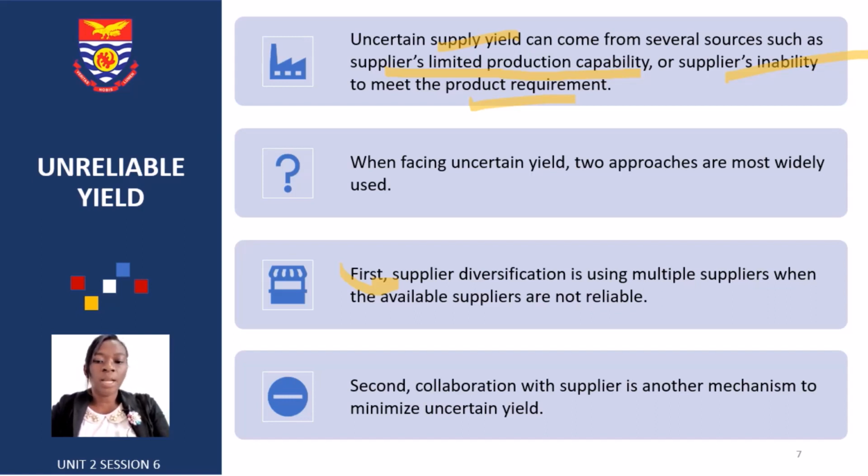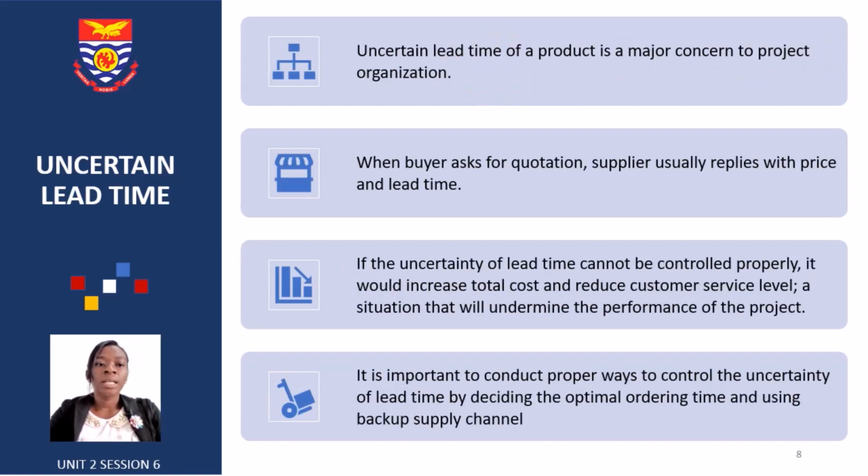The second is collaboration with the supplier, another mechanism to minimize uncertainty as well. So sometimes you can collaborate with them to also reduce those uncertainties, especially when it comes to quality issues as well. You can collaborate with them to ensure that the quality you need is what they are providing for you. Then we have uncertain lead time. So uncertain lead time of a project is a major concern when it comes to project organizations.